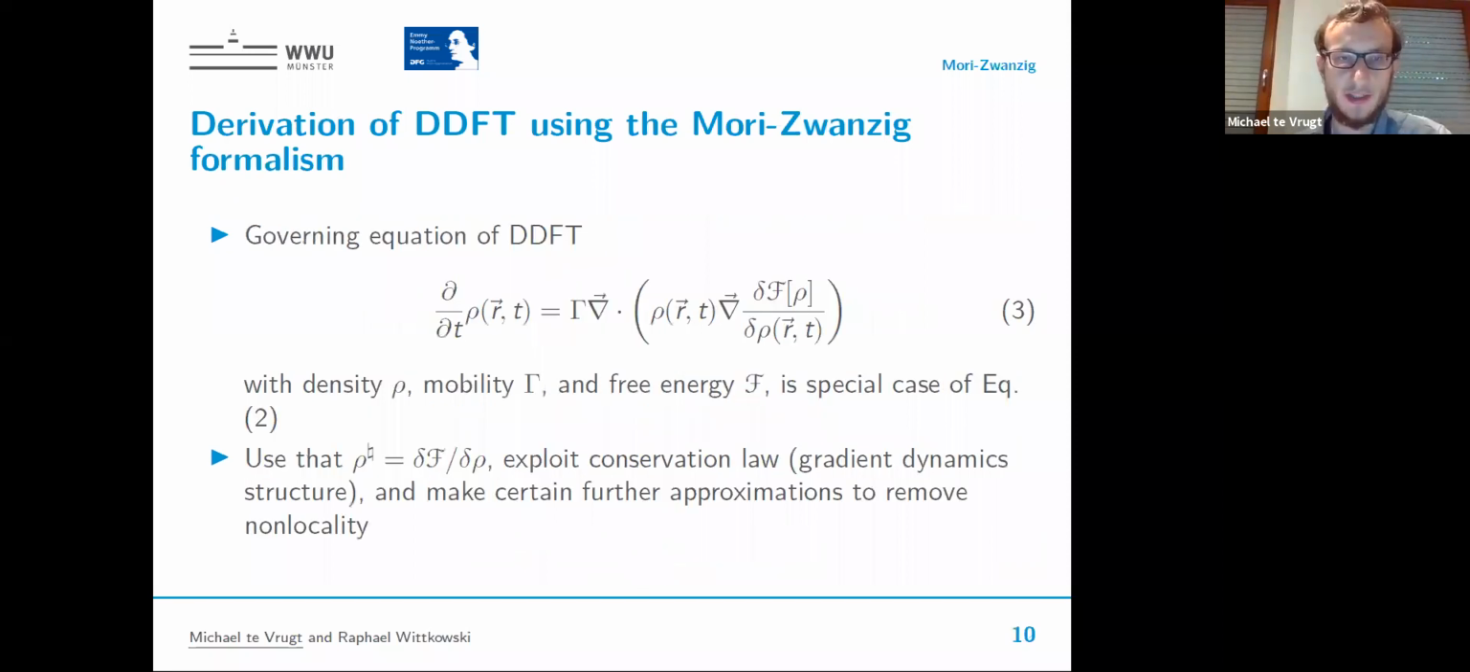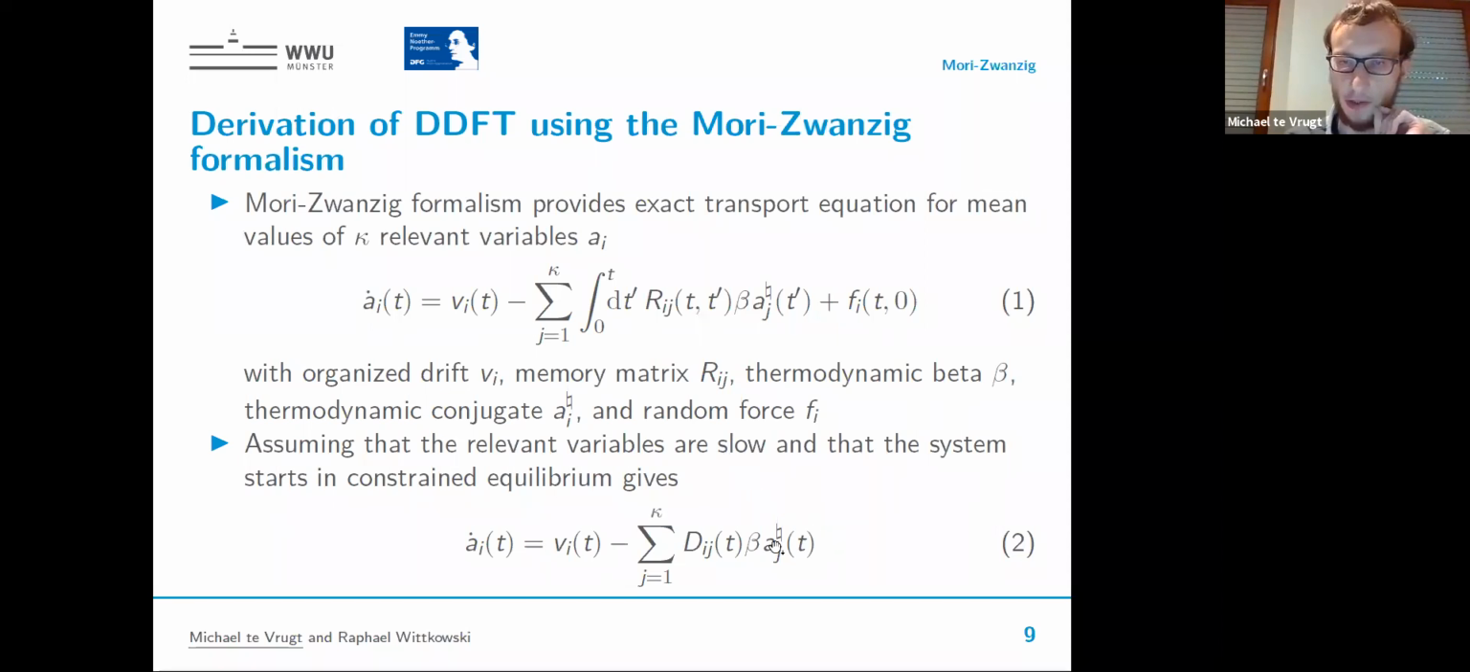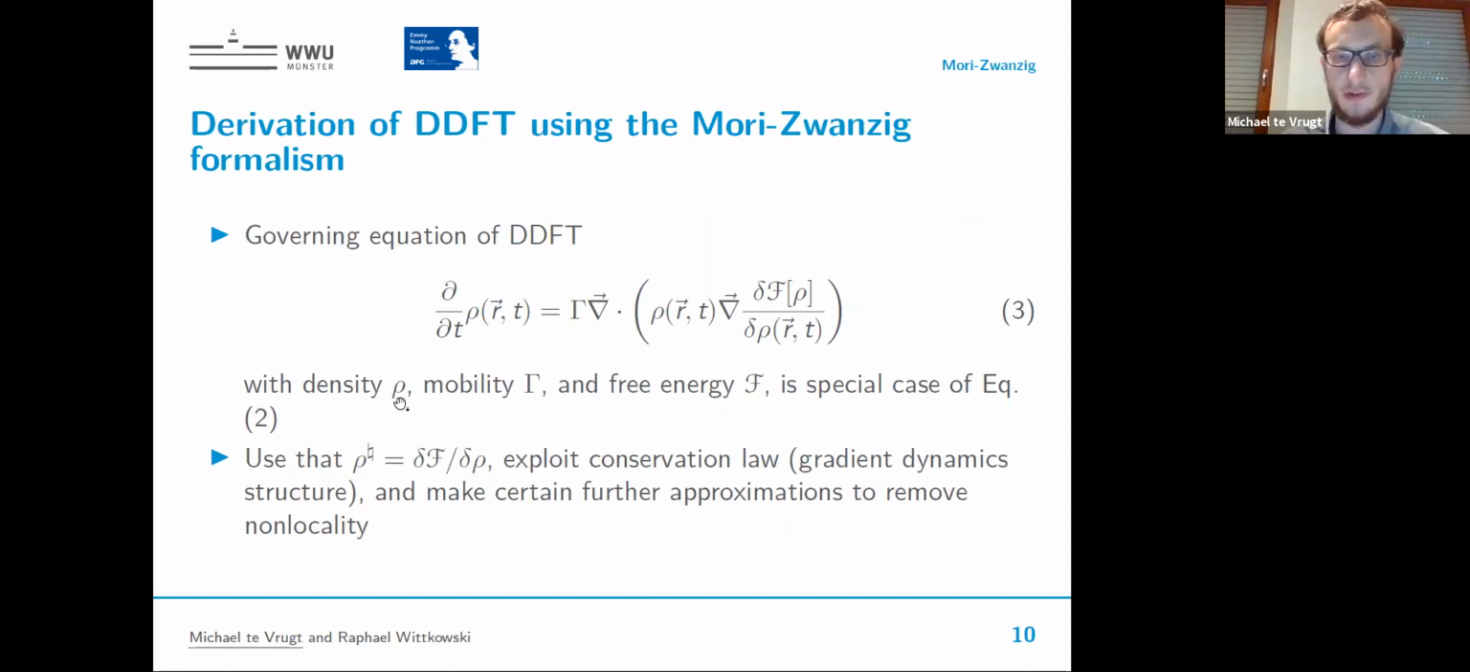So how can this be used to derive DDFT? Basically, you choose A_i to be rho. You use the fact that this organized drift typically vanishes for symmetry reasons if you only have one variable. You use the fact that this thermodynamic conjugate can be expressed as a functional derivative of the free energy. You exploit that the microscopic rate of change can be written as the gradient of a current, so you exploit the conservation law. Then first of all, you get a non-local expression, and then you assume that the system is dilute, or you ignore hydrodynamic interactions, and then you arrive at this expression here.